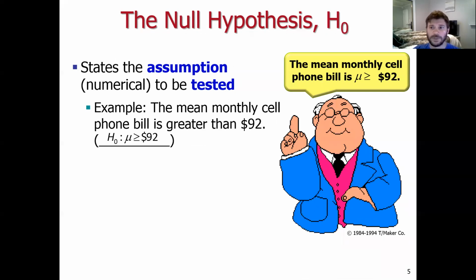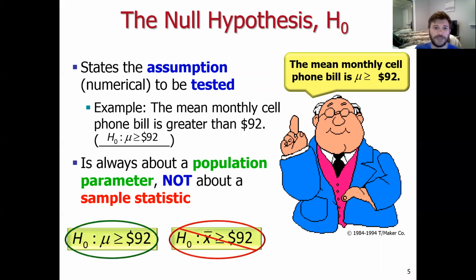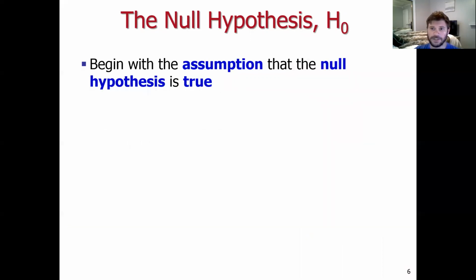And one thing you should be aware of when stating a null hypothesis is that it is always stated in terms of a population parameter, never about a sample statistic. So you should never see X bar showing up when we're thinking about a hypothesis test related to the population mean. The way we're going to approach this is we start with the null hypothesis, and we begin with the assumption that it is true. We're going to assume it's true, and then we're going to start looking for evidence.